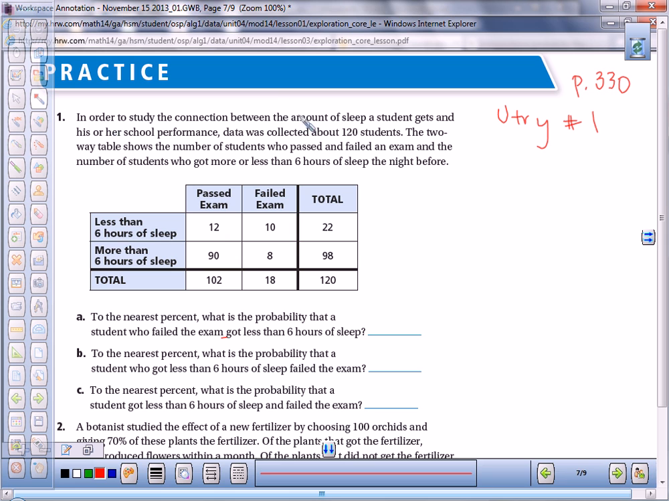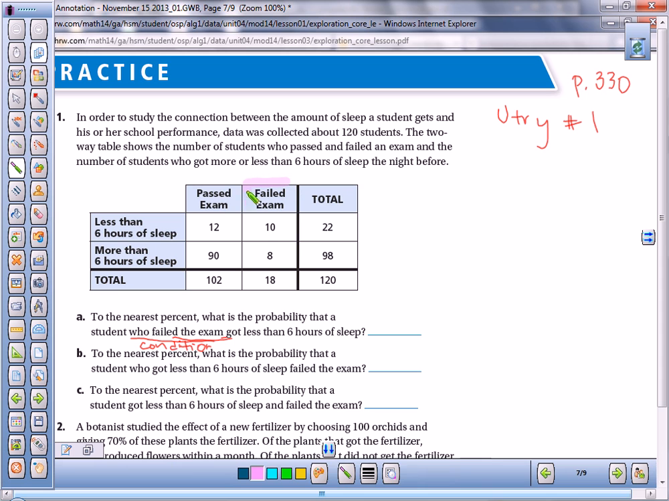In order to study the connection between the amount of sleep a student gets and his or her school performance, data was collected on 120 students. The two-way table shows the number of students who passed and failed an exam, and the number of students who got more or less than 6 hours of sleep. So, to the nearest percent, what is the probability that a student who failed the exam got less than 6 hours of sleep? Do you see that this is our condition? That they failed the exam. So all I'm looking at in this particular problem is this column, because it says we're looking at those who failed the exam.